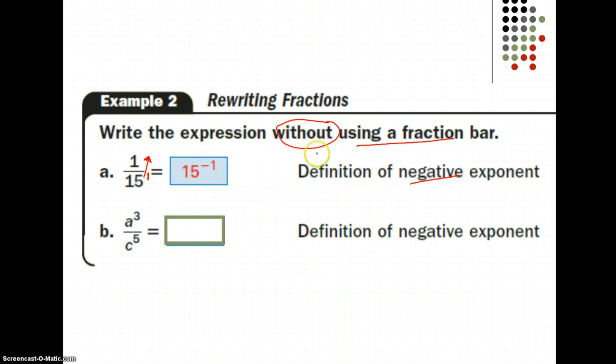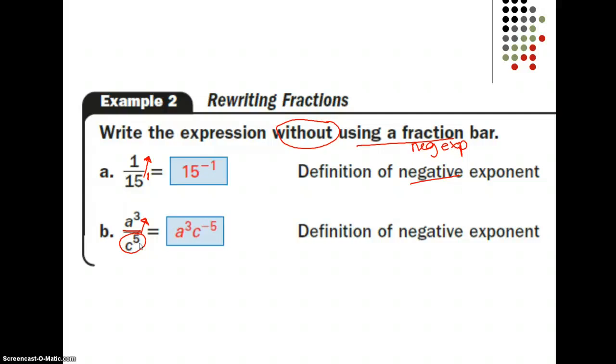Again, look at the directions because the directions really tell you what you're trying to get as an answer. And when it says without using a fraction bar, you want a negative exponent in your answer. For part B, I want to get rid of the fraction bar, which means I want to get rid of the denominator. So I want to bring it up to the numerator. To do that, I'm going to make this exponent 5 into negative 5. The a cubed stays where it is because it's already in the numerator.